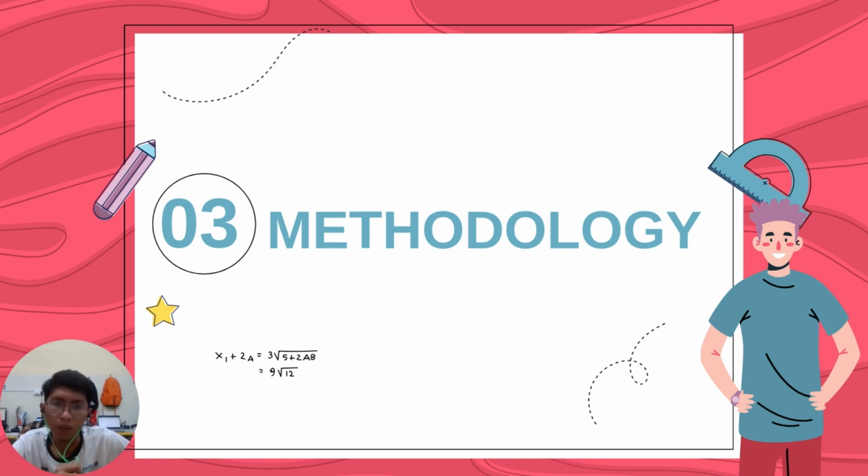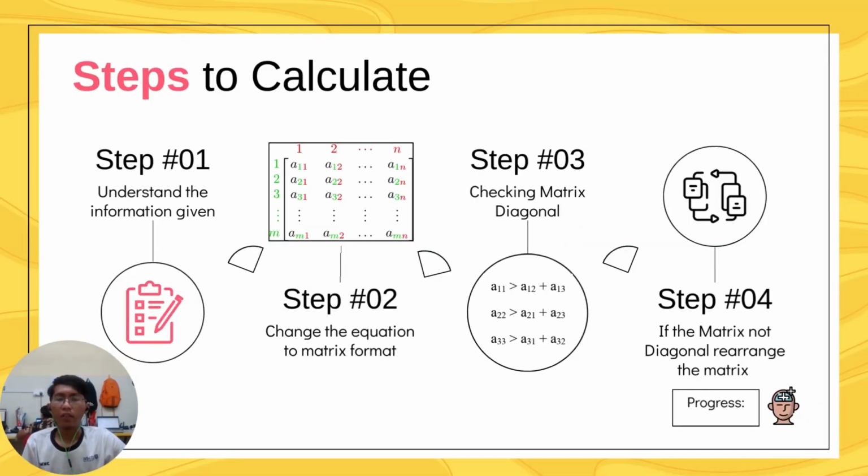For this project, I will discuss the methodology to calculate the Gauss-Seidel method. Steps to calculate the Gauss-Seidel method. First is to understand the information given. For this study, the information given is the equilibrium equation for the transistor. Second, change the equation to the matrix format. Third, check whether the matrix is a diagonal matrix or not using this formula. If the matrix is not diagonally dominant, rearrange the matrix position until we get the diagonal matrix.